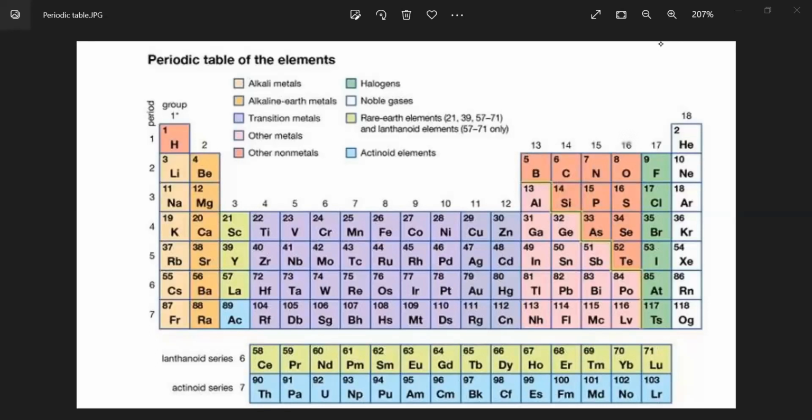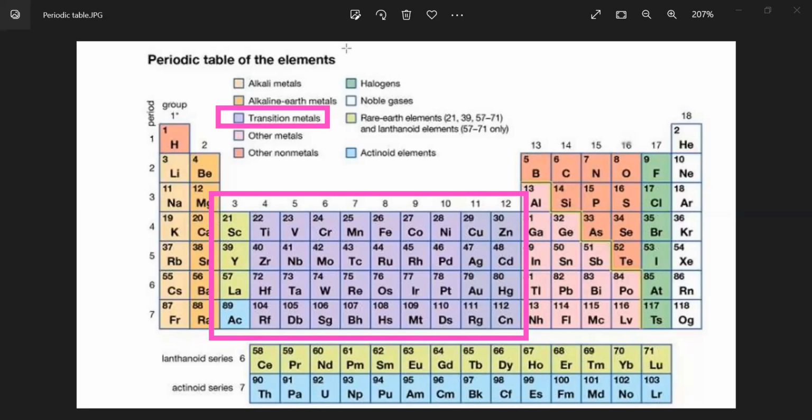Yes, so here we see the periodic table of elements. Today we will mainly talk about transition elements, transition metals. Where are they found? As we can see, transition elements are basically found here in the middle block. So this is what we are going to talk about, our transition metals. We are going to discuss their properties and how they are different from other metals.